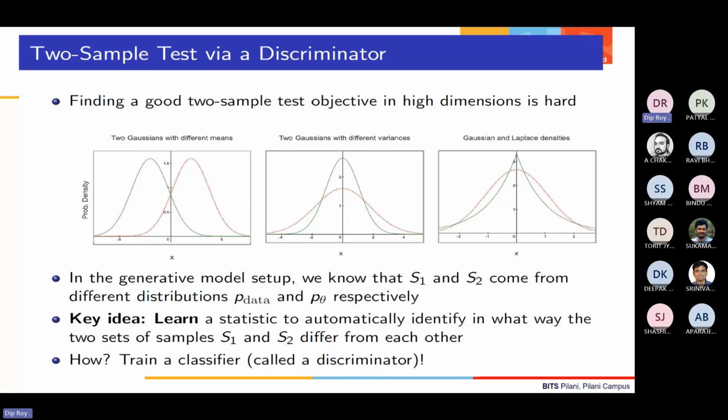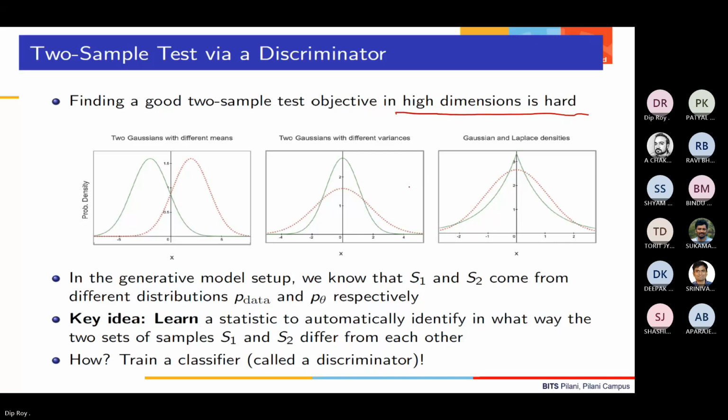Now, during the two sample test, we saw two test statistics that we kind of hand designed. We just took two arbitrary examples. We said we can compare the mean of two distributions, and we can compare the variance of two distributions, and there are various other measures that can be done. But hand curating a two sample test objective in high dimensions is very hard. Okay, it's a hard problem.